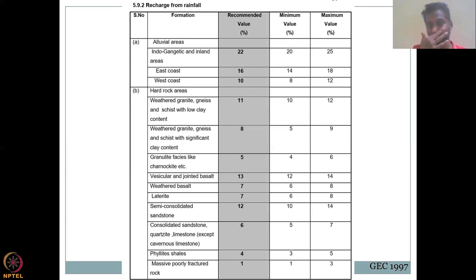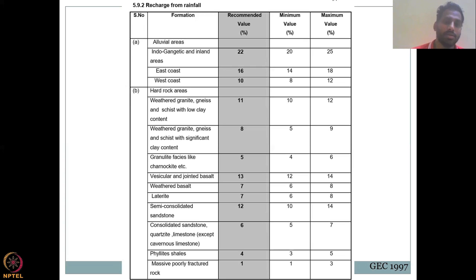Then you have the East Coast and West Coast. As I said, along the East and West, you have a lot of rivers flowing out, and those have alluvial aquifers, like Kaveri and Pennar on the East Coast. On the West Coast, you have Narmada, Tapti, and other rivers. The hard rock is in the central part of India.